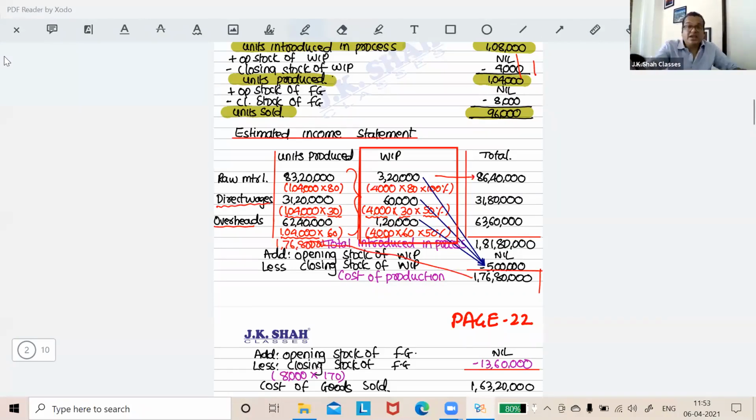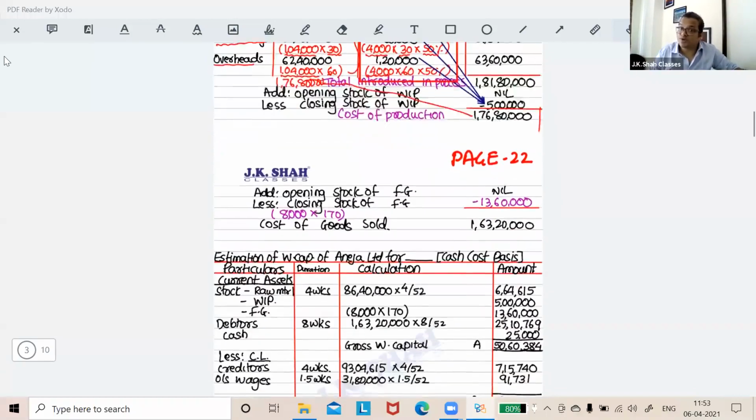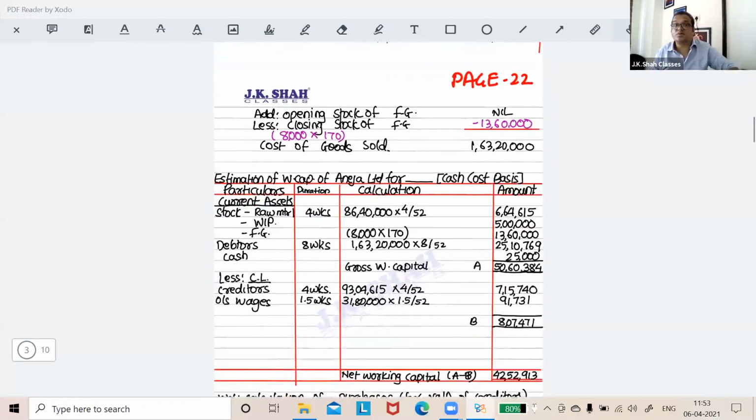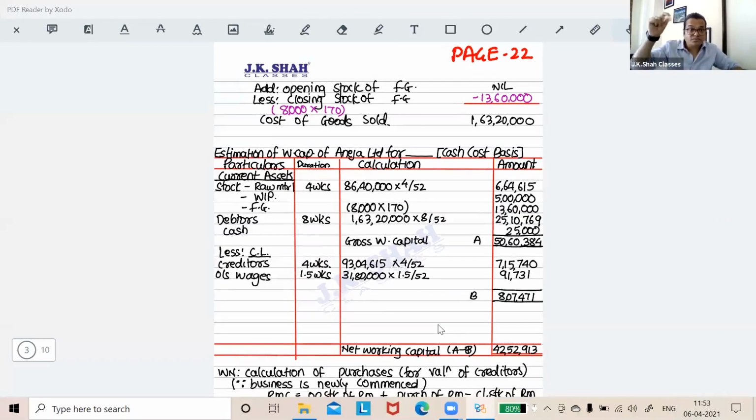Then why do we have to do it like this? Here, because it is newly commenced, WIP would be there, closing would be there, but opening would be nil. So what will be my correct raw material consumption? My correct raw material consumption would be this plus this. Do you understand what I said? Okay, so here why are we doing all this? Because it is newly commenced, so we have to do all this, guys. Otherwise, your answer would be wrong. Did you understand this point properly? Okay.